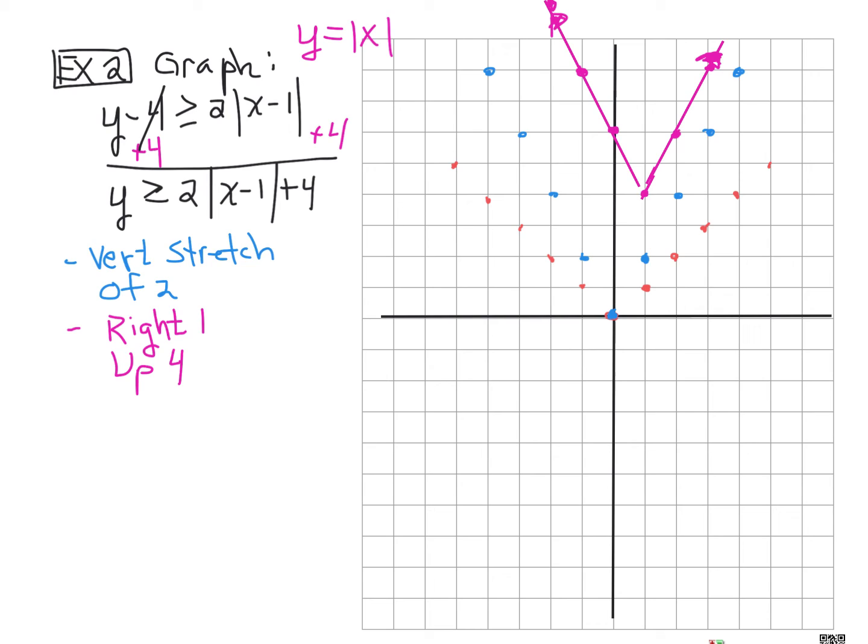Okay, now that I have my solid line, I need to decide: am I shading up above or down below? Because it's greater than or equal to, we want to shade above the graph, which is going to be up here. Around here would be below the graph. It tends to be easier to shade the absolute value graphs because it's easier to see what's up above because it's that V shape versus below. All right, so then I want you to select a solution. So find a solution and write it down.